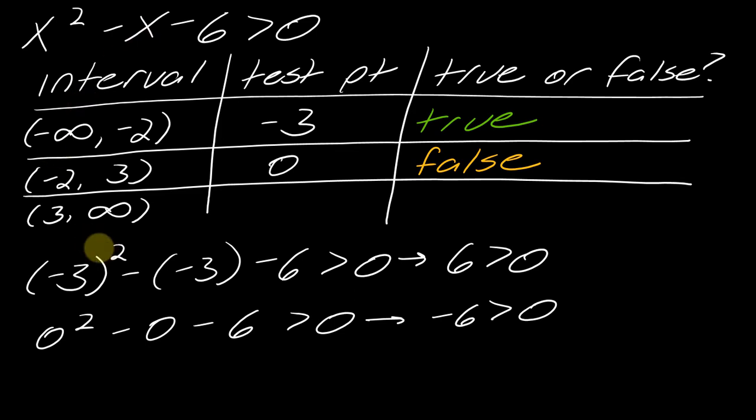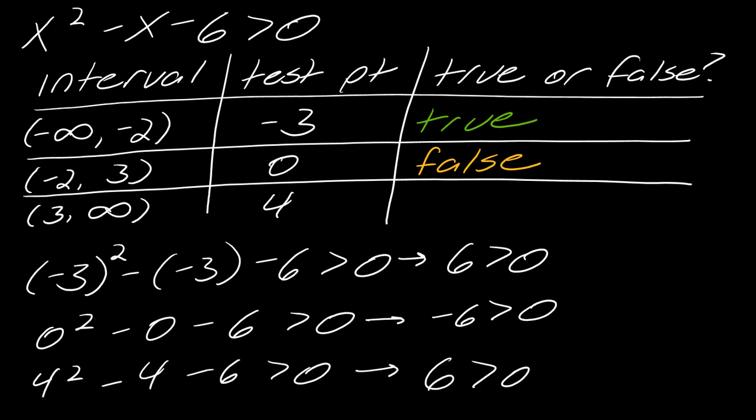So what would be a good test point for this last interval? I like to keep the number a whole number if I can, and I like to keep it as small as possible. So the smallest whole number I could choose would be 4. And then, once again, I'm going to plug 4 into this entire expression just to see what I get. So I plug everything in. I get the expression one more time that 6 is greater than 0, and we already said that that's true. And so, okay, cool. We are good to go on this.